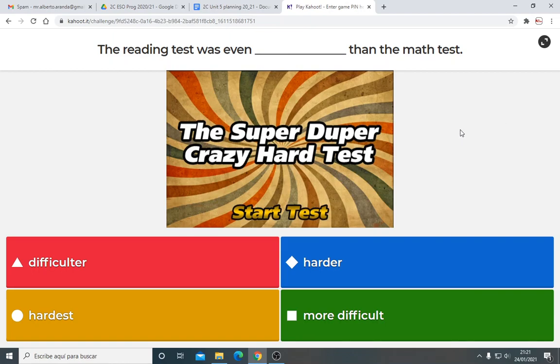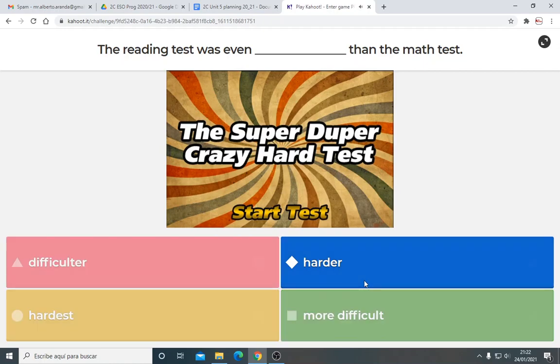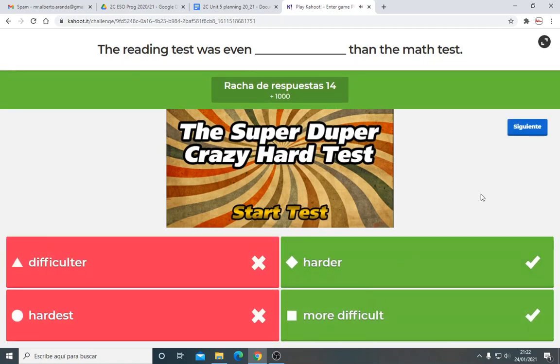Okay, so hard, one syllable. So it could be even harder than the math test. So difficulter will make sense because it's long. Hardest, that's a superlative, it doesn't comparative. I think these two are correct because hard gives harder and this is more difficult. Never mind. The written was even harder. Yeah, I was right, both correct.